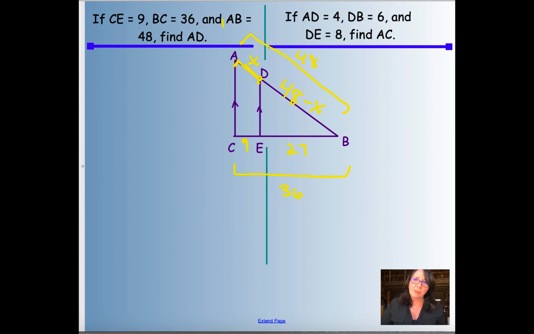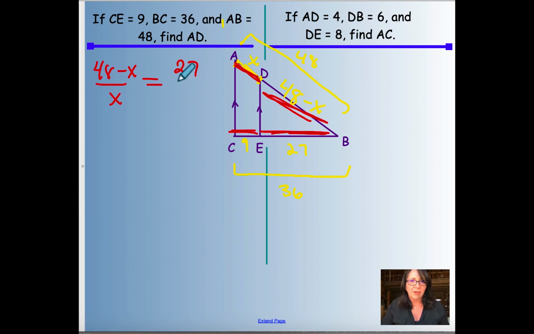So you're going to set up your proportion like this, and you're going to say 48 minus X is to X, so this side is to this side, as this side is to this side. So as 27 is to 9. And then once again, anytime that you can cancel something out, just try to make life a little easier for you. 9 divides into 27 3 times. This is 3 over 1.